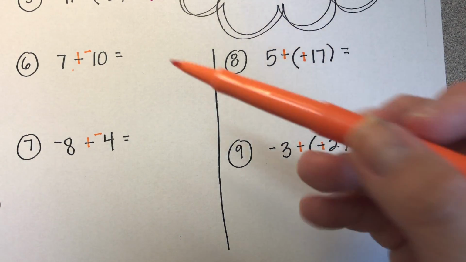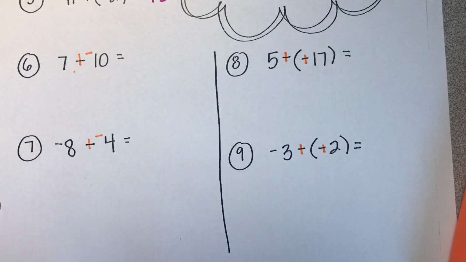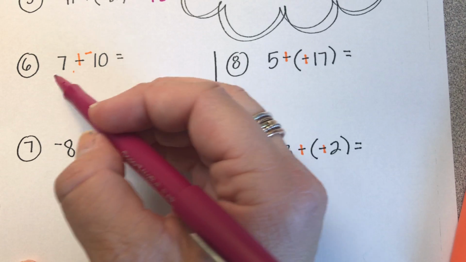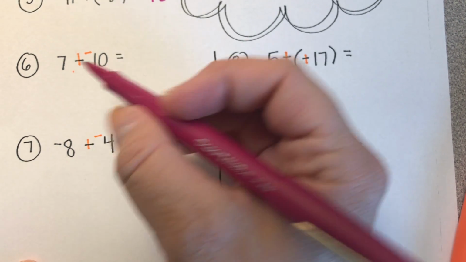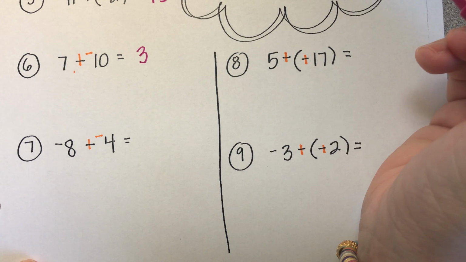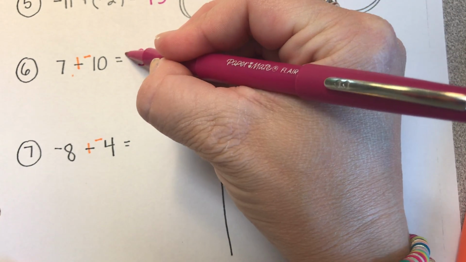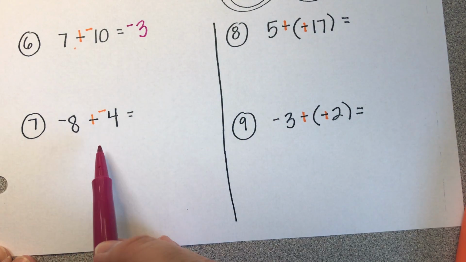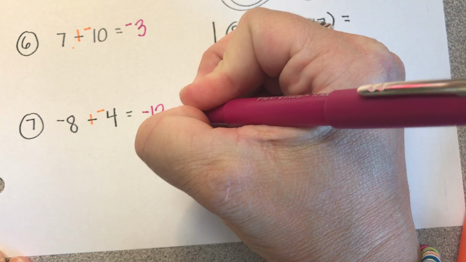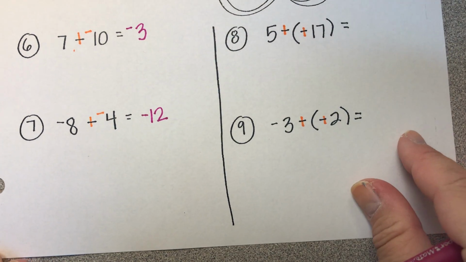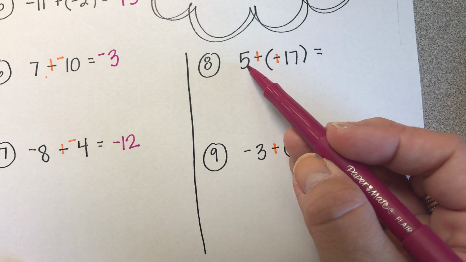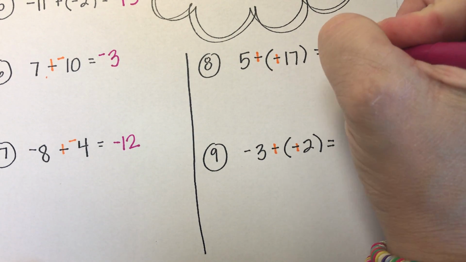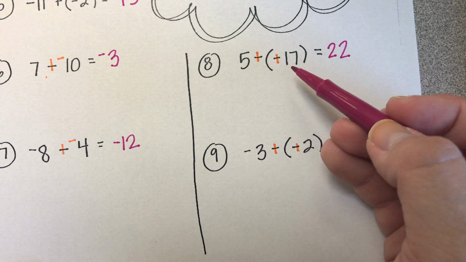So now we're going to follow exactly what we did up top. So are these same sign, add and keep, or different sign, subtract? They're different. The difference between 10 and 7 is 3. And are there more negatives or more positives? There's more negatives. Okay, down here on number 7, if you have 8 negatives and I give you 4 more negatives, now altogether we have 12 negatives. And then on number 8, if you have 5 positives and then I give you 17 more positives, now we have 22 positives. They're same sign, add and keep.